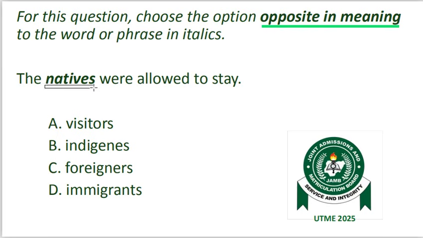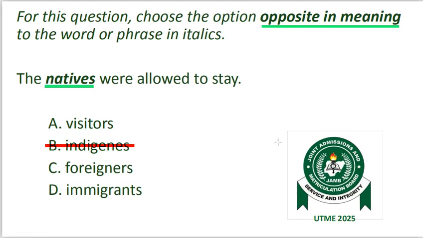Natives is in italics. A. Visitors. B. Indigenes. C. Foreigners. D. Immigrant. The word native refers to the people of a particular place. So option B, indigenes, is wrong because it has the same meaning. Let's eliminate option B. We are left with options A, C, and D, which are actually very close in meaning.